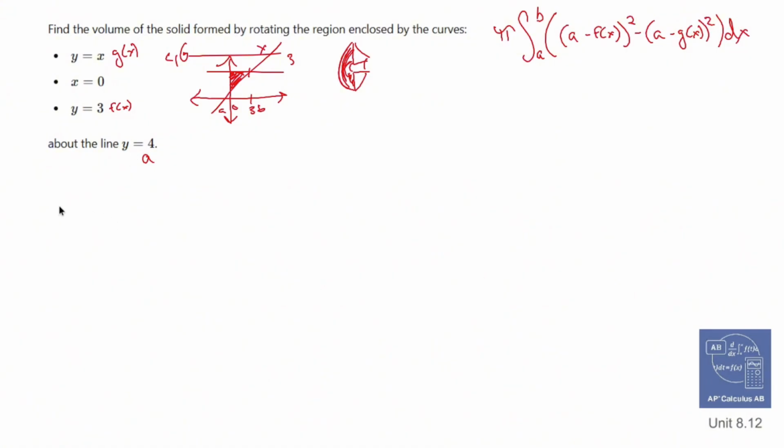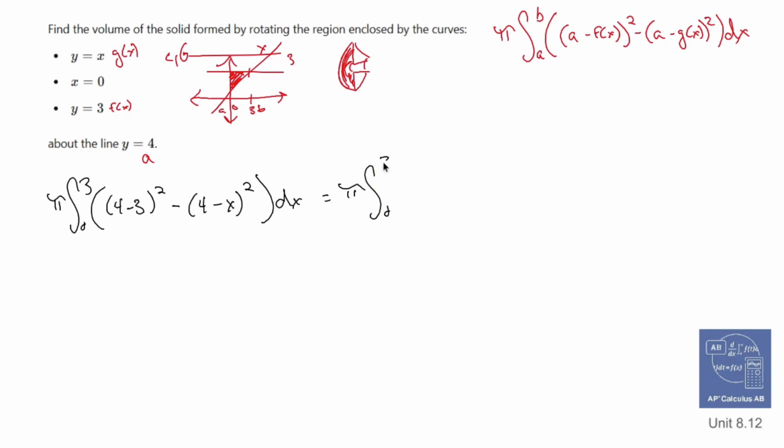So the integral that I can set up is going to be pi from 0 to 3 of (4 minus 3) squared minus (4 minus x) squared dx. So pi from 0 to 3 of 1 squared, I can handle that, minus, perfect square trinomial, that's going to look like 16 minus 8x plus x squared, dx.